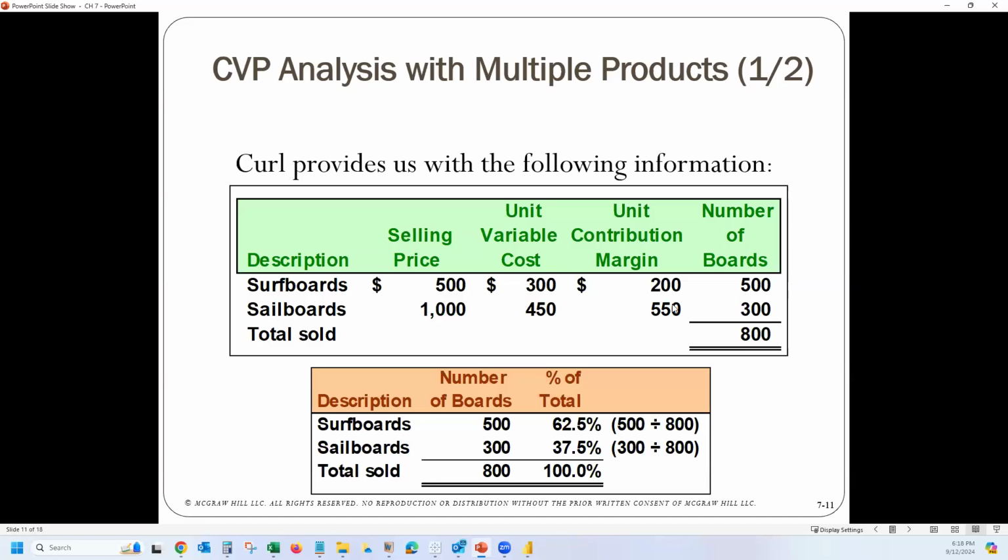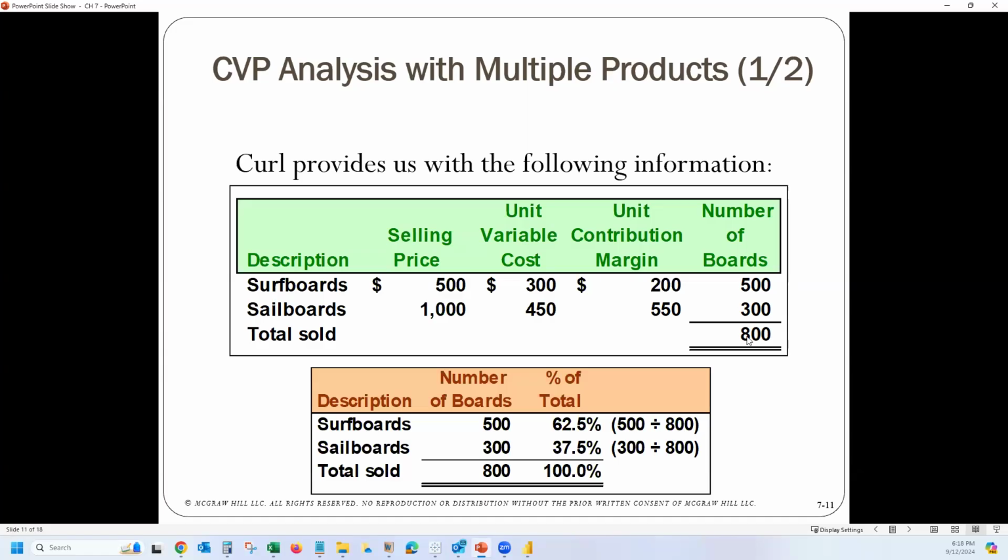And then what they are estimated to sell in terms of the number to break even is 500 units of softboards, and the salesboards is 300 units. That means the company must sell a total of 800 units for both products.